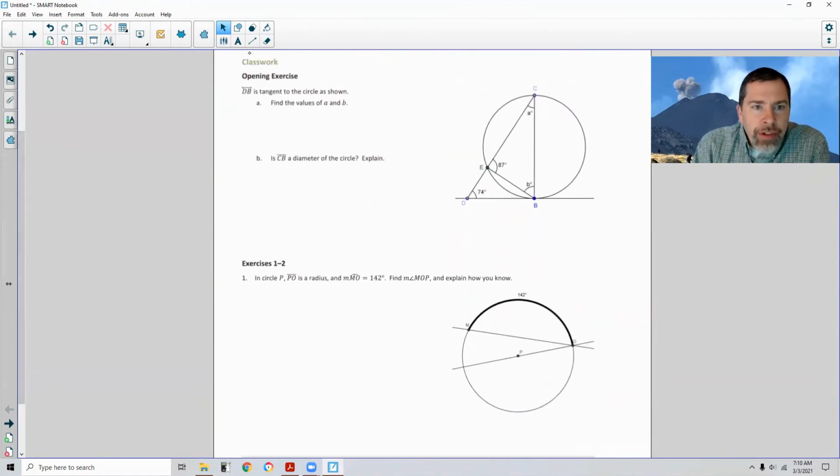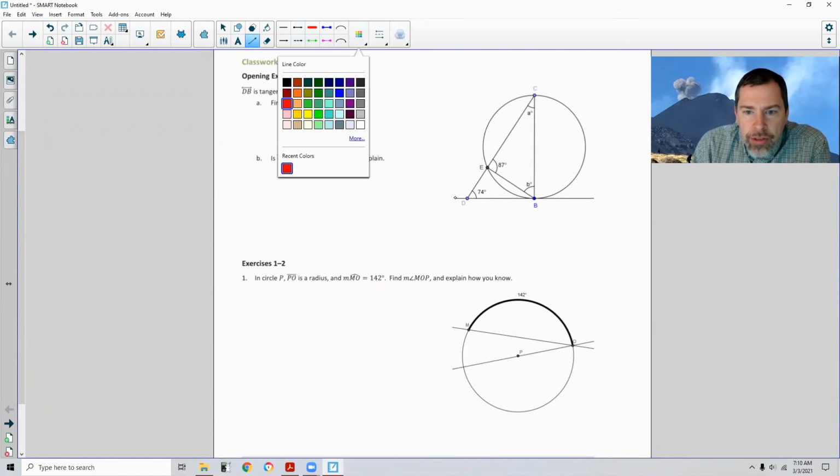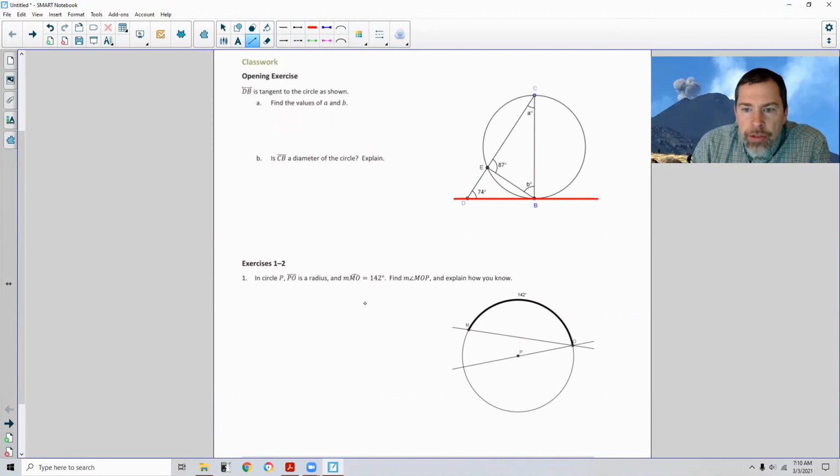So let's label everything we know. It says DB is tangent to the circle as shown. So they're telling us that that is a tangent. All right, they do not give us the center being right here, so we cannot assume that BC is a diameter. Do not make any assumptions.